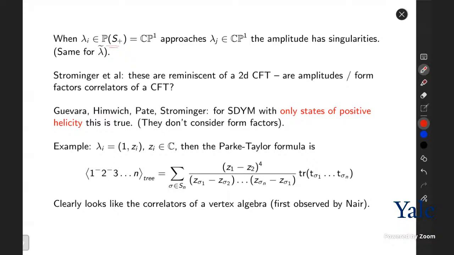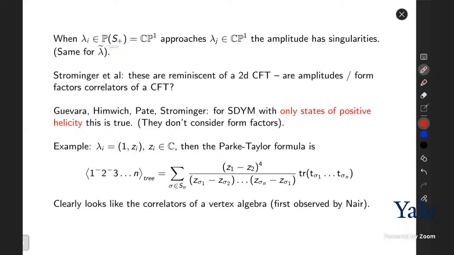So let's see an example. So because my lambdas are in CP1, Kevin, I'm confused. I thought if they were all positive helicity, the amplitude is 0. No, there's a one loop all positive helicity amplitude. Oh, at one loop. Oh, okay. One loop, yeah, exactly. At tree level, there's 0. That's what I was thinking. Okay. Yeah.